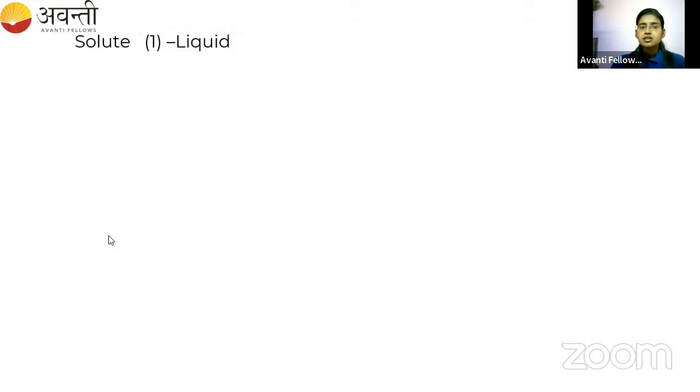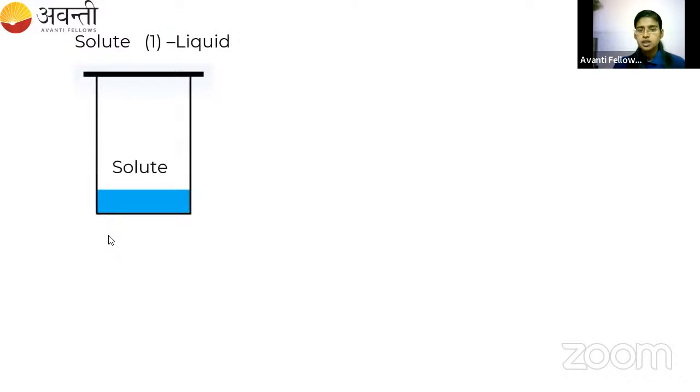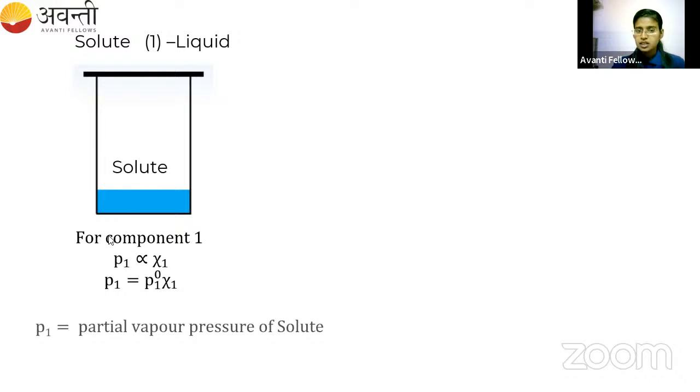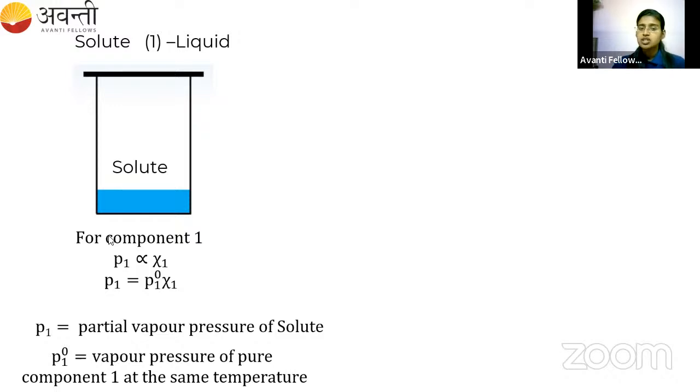So I am going to take a solute in one container. This is component number 1 in which liquid is there. The solute is a liquid here. For this component 1, the partial pressure of component 1 is directly proportional to the mole fraction of that component. Removing the proportionality symbol, I am introducing a constant which is P naught. Since this is for component 1, I am putting it as P1 naught. Here P1 is the partial vapor pressure of the solute. P1 naught is the vapor pressure of the pure component. Got it?